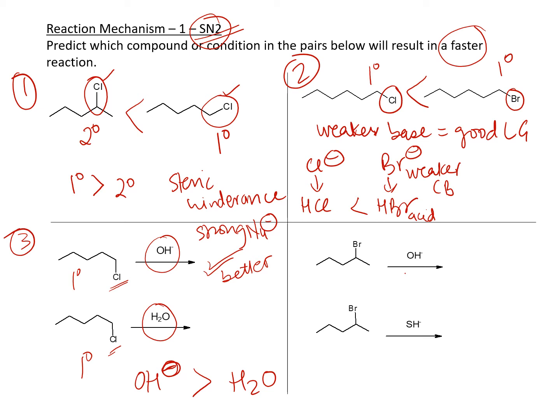So that's how you would decide if you had two different nucleophiles. Let's look at the last comparison here. In both cases, I seem to have a secondary halide, and both my halides are the same. So now what I'm looking at is my nucleophiles again. Here I have hydroxide, and here I have hydrogen sulfide. So in the case of SH minus and OH minus, let's compare the two.